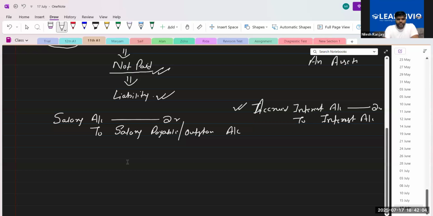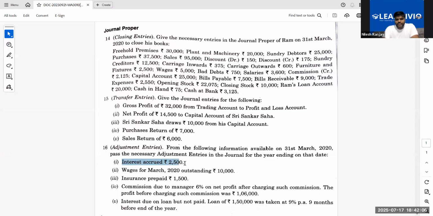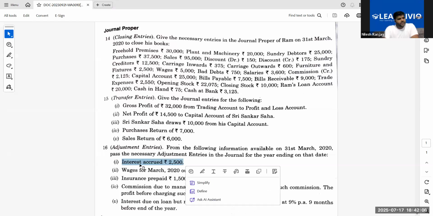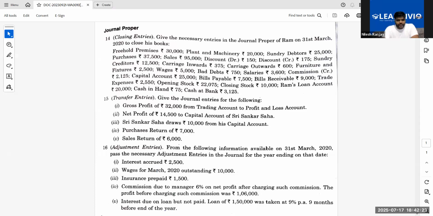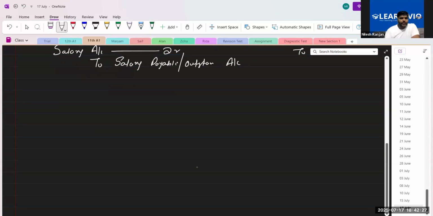So you can see the question here. Interest accrued, it is written 2005. So we have to write the entry like interest accrued account debit to interest account 2005. Then wages for March 2020, outstanding 10,000. So wages account debit to outstanding wages account. Insurance prepaid. Okay, so we have covered the outstanding part. Now the prepaid part.